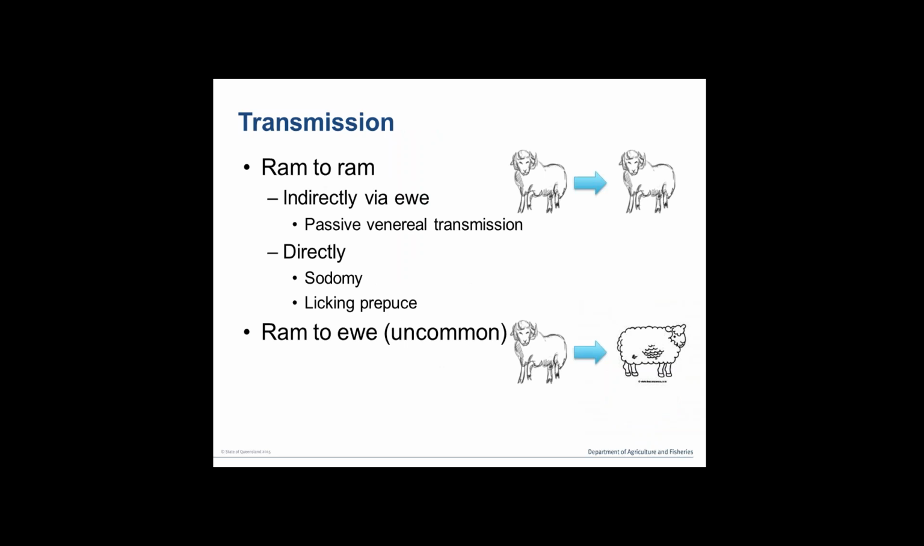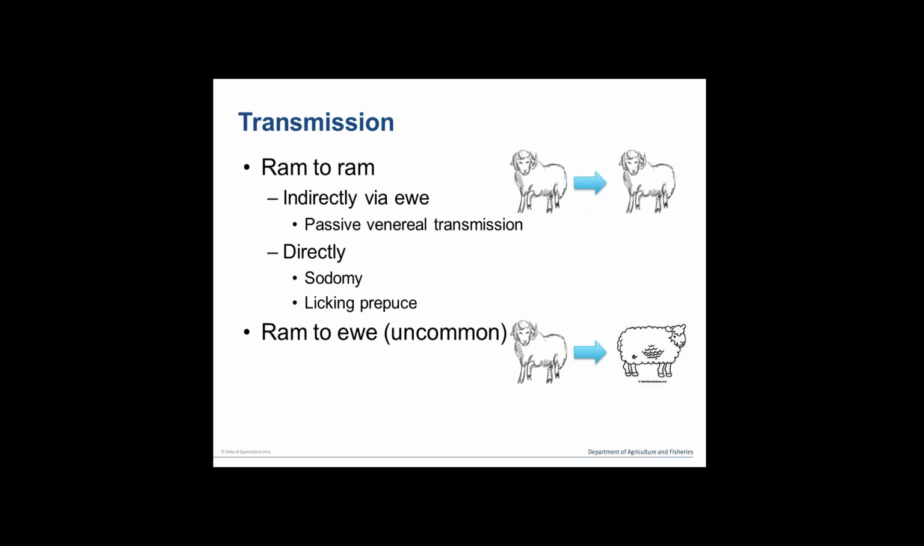Ovine brucellosis is often transmitted from ram to ram indirectly by passive venereal transmission via ewes. So a clean ram can become infected by joining a ewe that has previously been joined by an infected ram. The ewe in this case is considered to be a mechanical vector rather than the actual source of infection. It can also be spread from ram to ram directly by homosexual activity between rams, by inseminating infected semen into the rectum of other rams and licking an infected ram's prepuce.